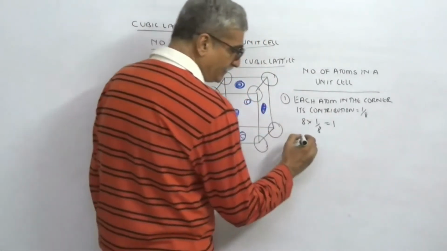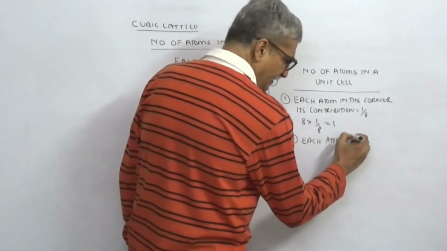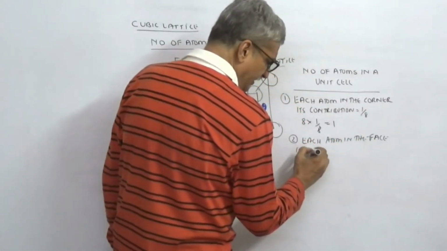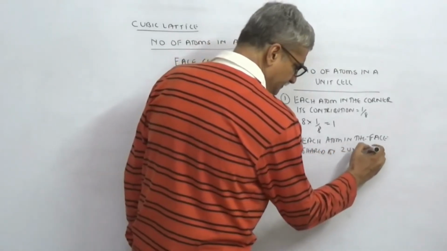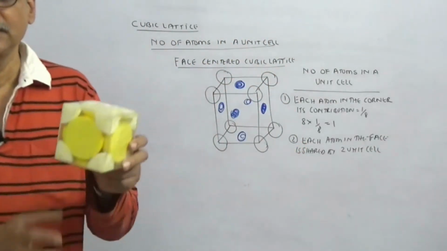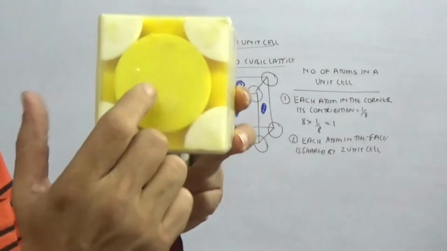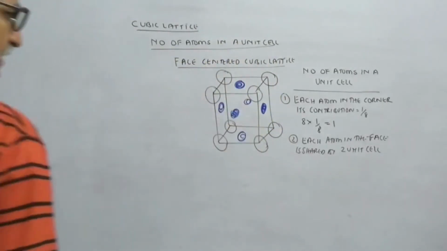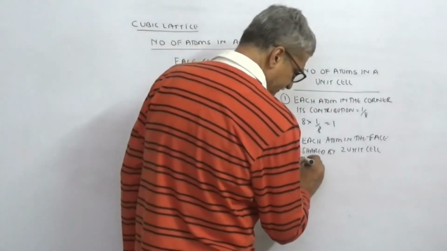Second, each atom in the face. Now understand this properly. Each atom in the face is shared by how many? Is shared by 2 unit cells. You can see, where is the model? Look, each atom in the face is half in this unit cell and half in the neighbouring one, so what is the contribution of the face atom to this unit cell? Half. You can see very clearly. So its contribution is half.